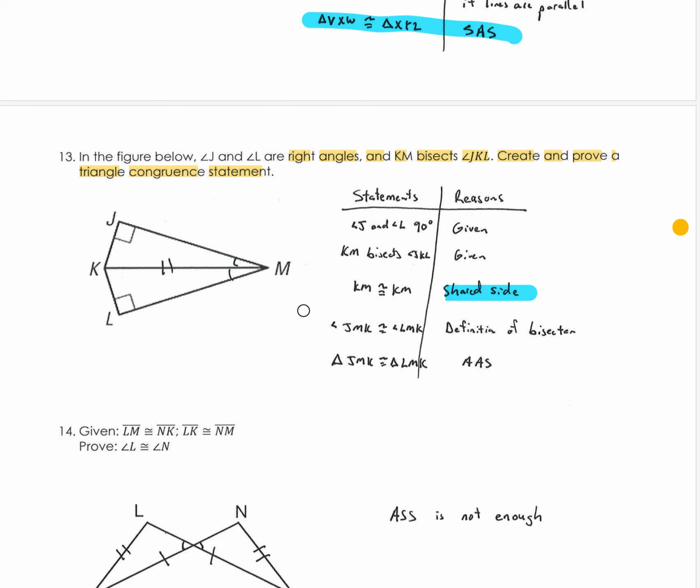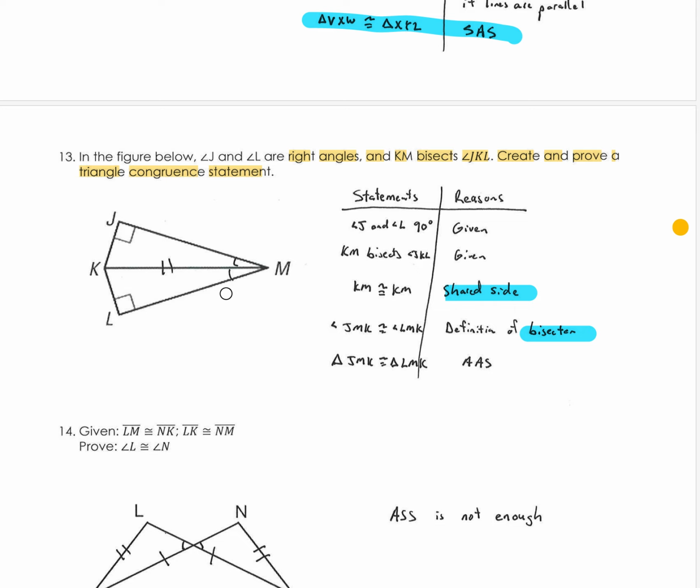And then we know that this angle and this angle are the same. Why do we know that? That's the definition of a bisector. And now we have angle, angle, side, angle, angle, side. So we have angle, angle, side is the way we can prove that the two triangles are congruent. Okay, so write down the given, shared side, definition of bisector.